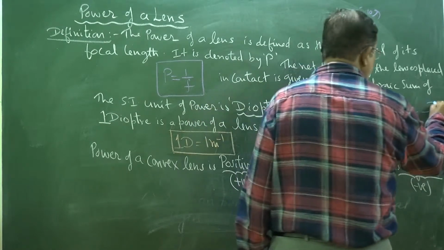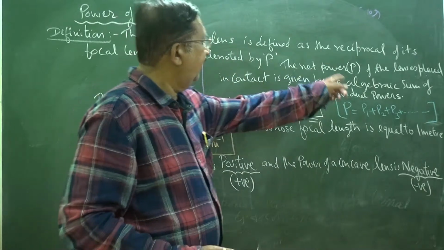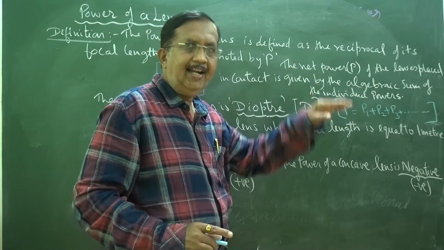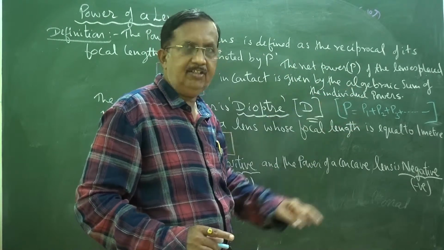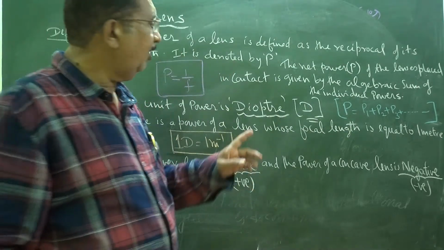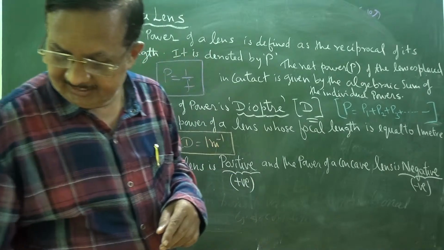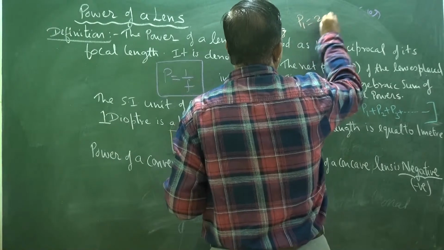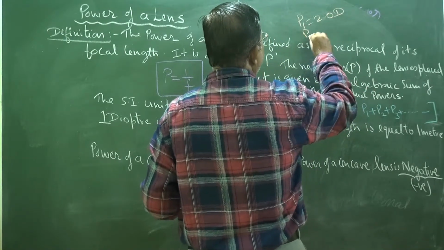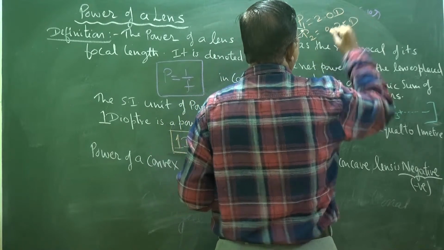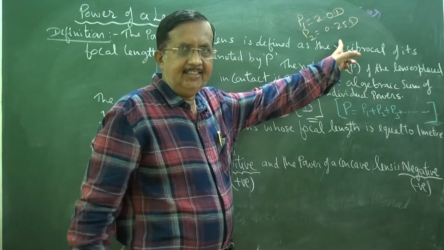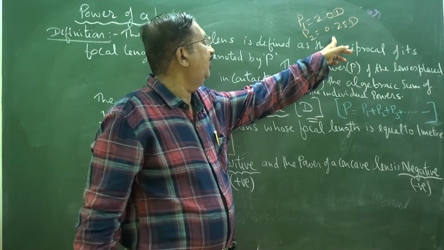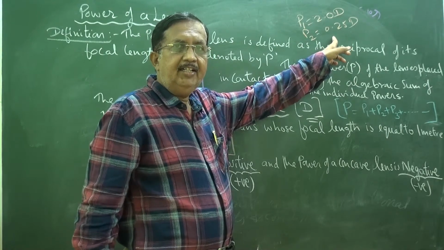Write this much in the box. So the net power P, if different powers are given, you should add everything. It is the algebraic sum of the individual powers. For example, the power of a lens P1 is 2 diopter, and the power of the lens P2 is 0.25 diopter.